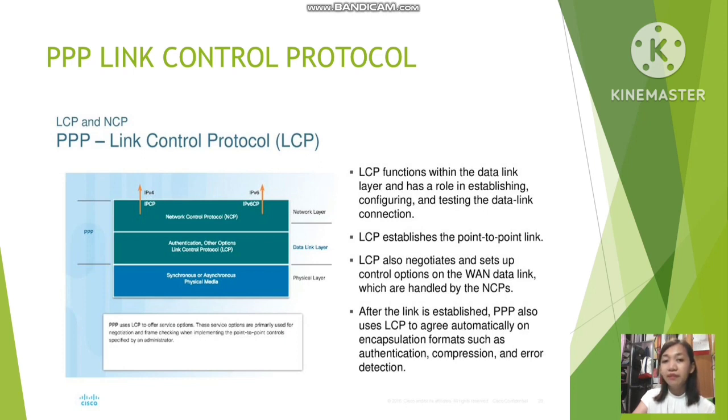So here, LCP functions within the data link layer to establish the point-to-point link. LCP also negotiates and sets up control options on the data link, which are handled by the NCP. After the link is established, PPP also uses LCP to agree automatically on encapsulation formats such as authentication, compression, and error detection.